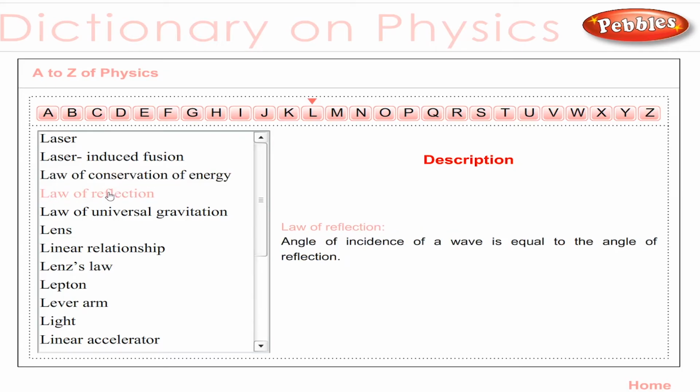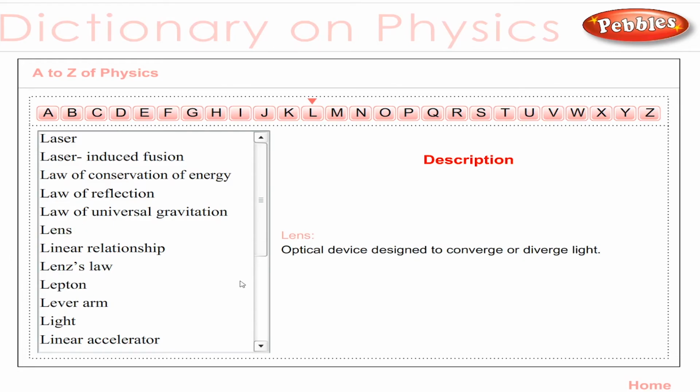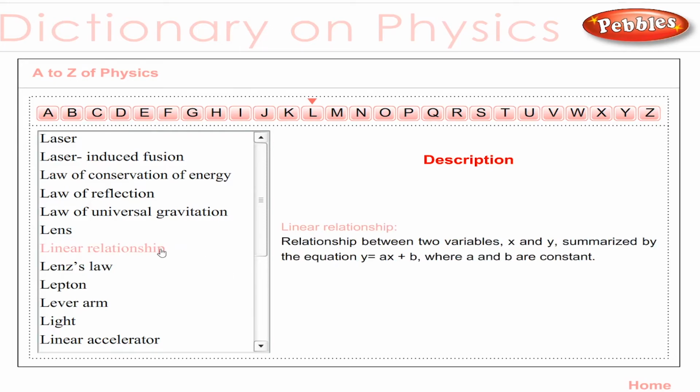Law of reflection. Angle of incidence of a wave is equal to the angle of reflection. Law of universal gravitation. Gravitational force between two objects depends directly on the product of their masses and inversely on the square of their separation. Lens. Optical device designed to converge or diverge light. Linear relationship. Relationship between two variables, x and y, summarized by the equation y equals ax plus b, where a and b are constants.